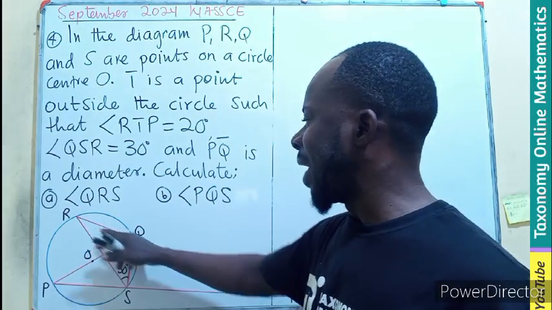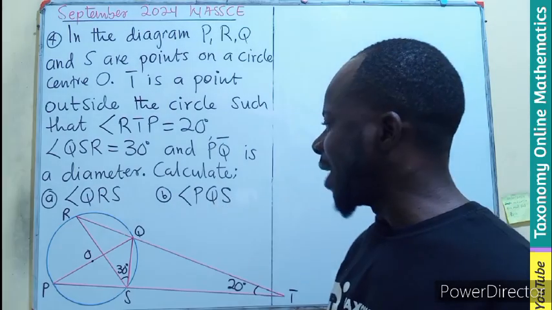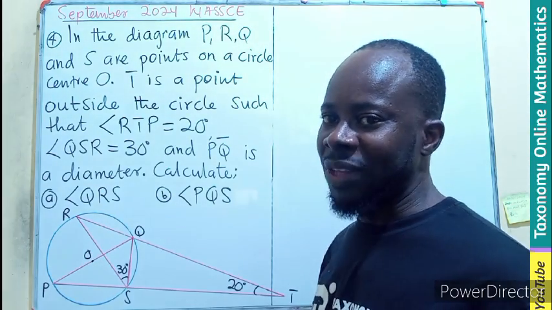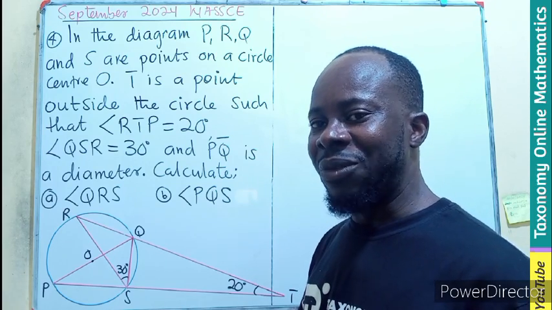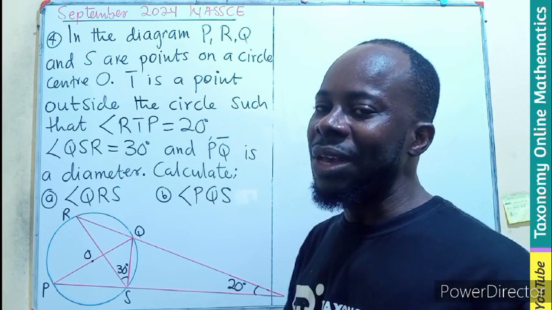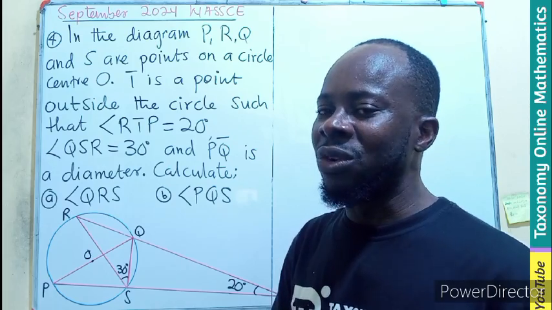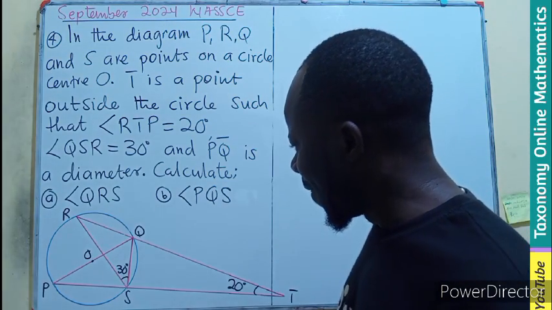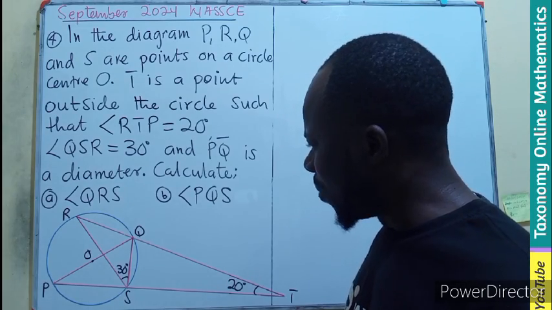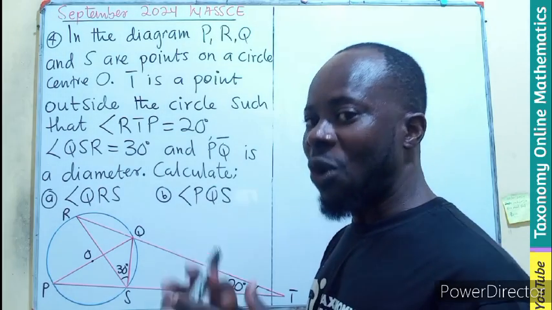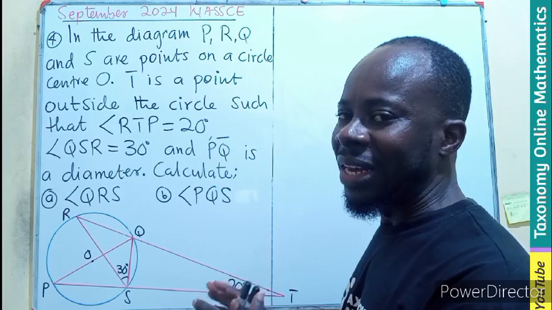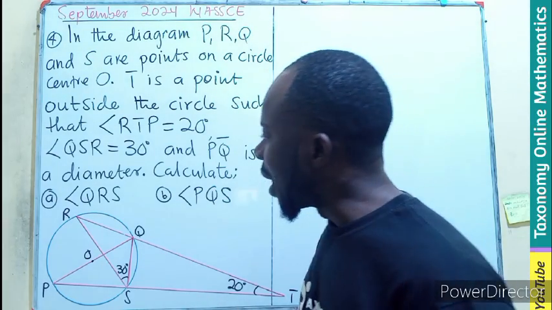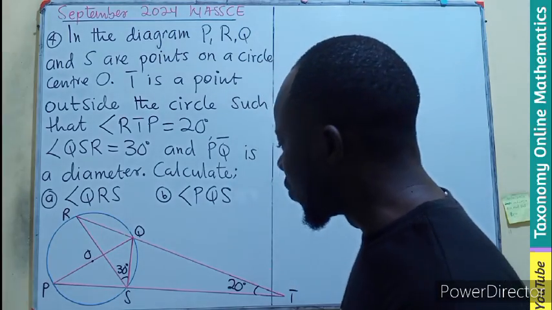QRS, this angle here, and PQS, these two angles. So pause the video for a second and see if you can provide the answer to these based on the tutorials we have had on circle geometry. Now, let's see some of the properties that I'll be making use of. There are so many ways we can arrive at the answers, so I'm going to try the shortest possible route to get to that answer.